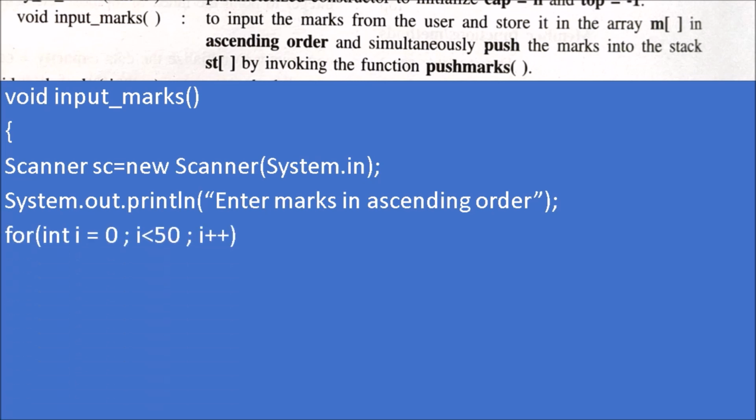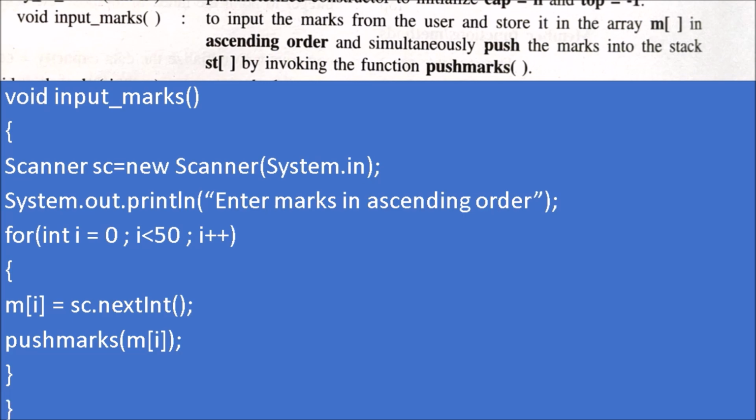And for the array we need one loop. So we are running one loop for int i equals to 0, because indexing starts from 0, i less than 50, i plus plus. Then we assign marks with this statement: m[i] equals to sc.nextInt(), nextInt being the function to take an integer, you all know this. So that will copy the value from the keyboard into m[i]. Now this value we are going to push by invoking the function pushMarks, so we will invoke pushMarks with m[i] in brackets. So this is the definition of the inputMarks function.